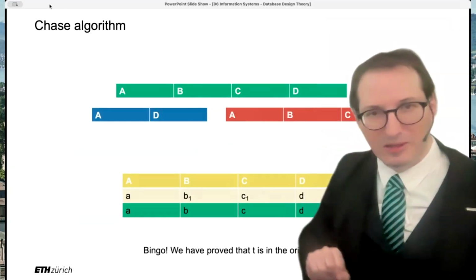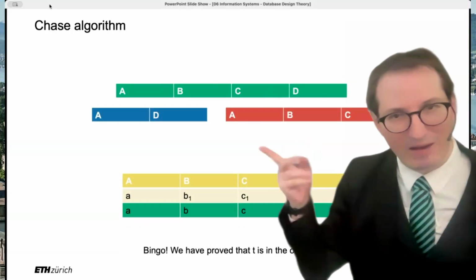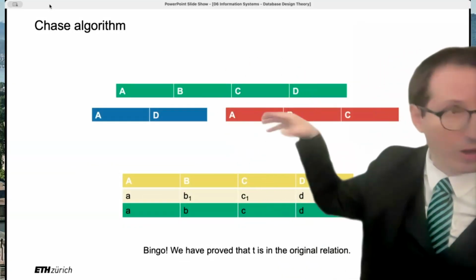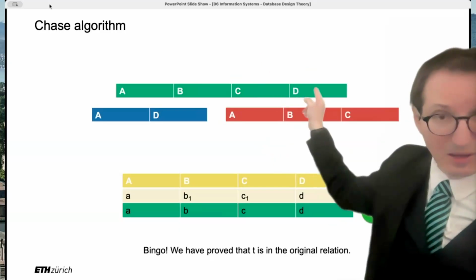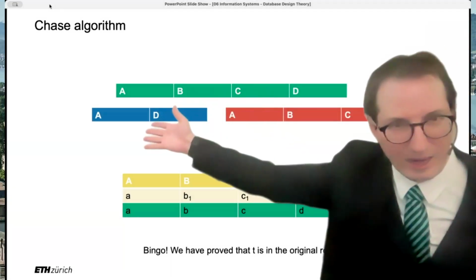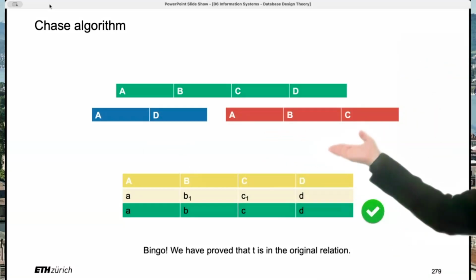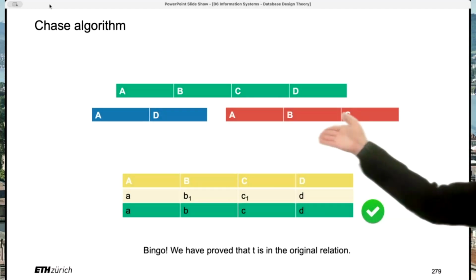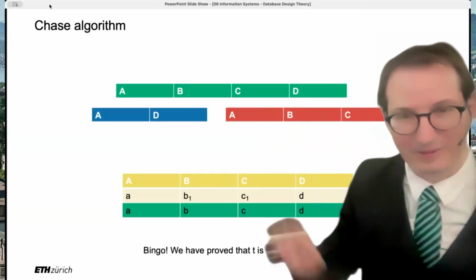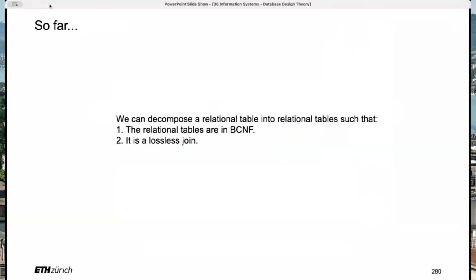Imagine that I decompose in this way. And now imagine that I have a functional dependency that says B determines D, another one, right? B determines D. Do you agree this one is lost now? Because B and D are not together here, and B and D are not together there, right? So I might have a few functional dependencies that I just lose, right? Okay.